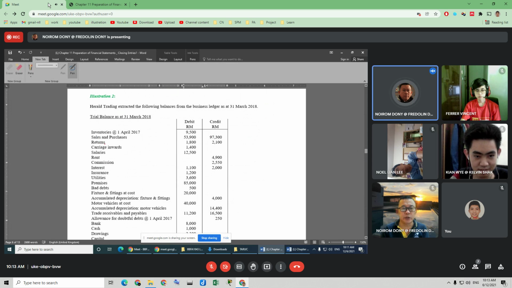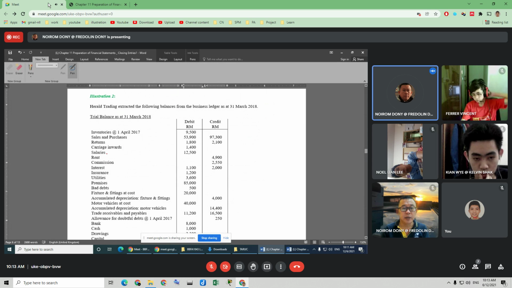Same goes with return inward and return outward. Inward, remember, is an increase of inventory, so it should be on the debit side. Outward is reducing the inventory level, so it should be on the credit side. Return outward will go together with cost of sales. Return inward together with sales. Carriage inward, this one is your cost of sales.